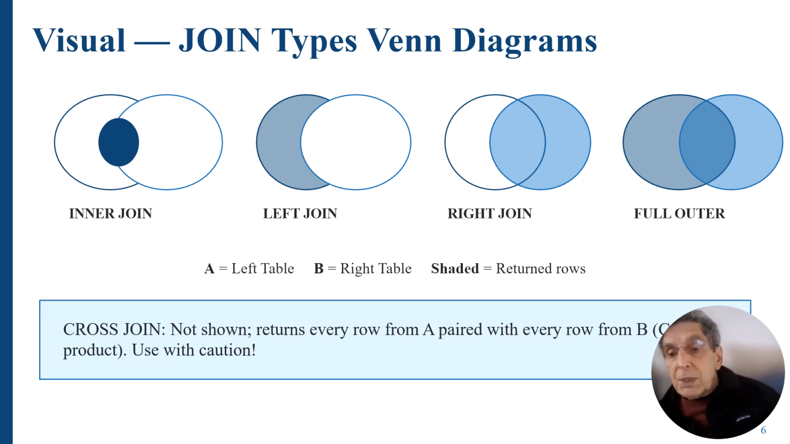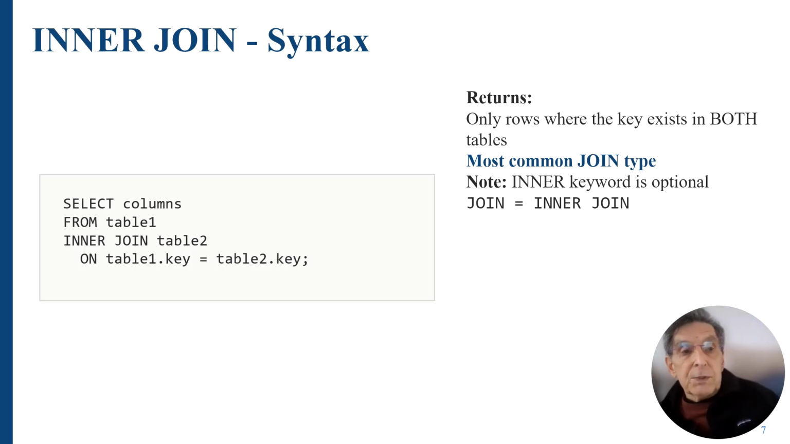So cross join, which isn't shown with a Venn diagram because it's conceptually quite different. It's not about matching, it's about combinatorial mathematics. Every row from A paired with every row from B. You better use it carefully though, because it can produce enormously large outputs.